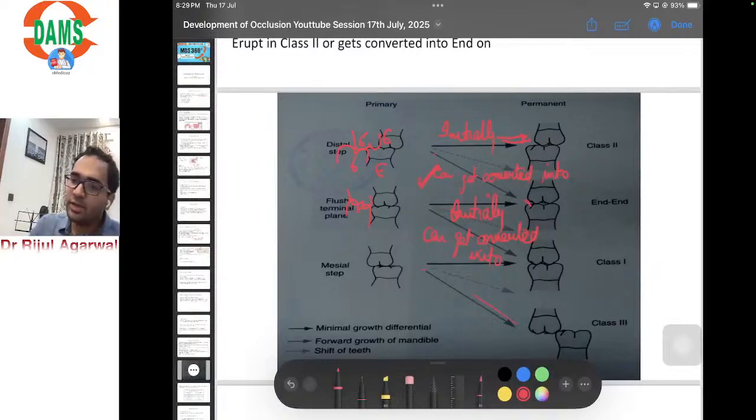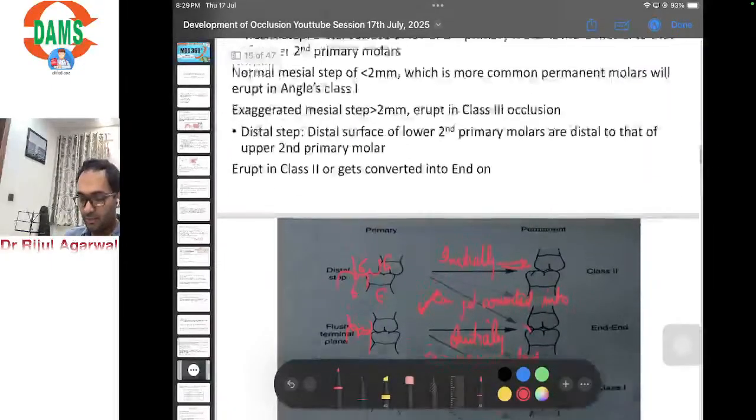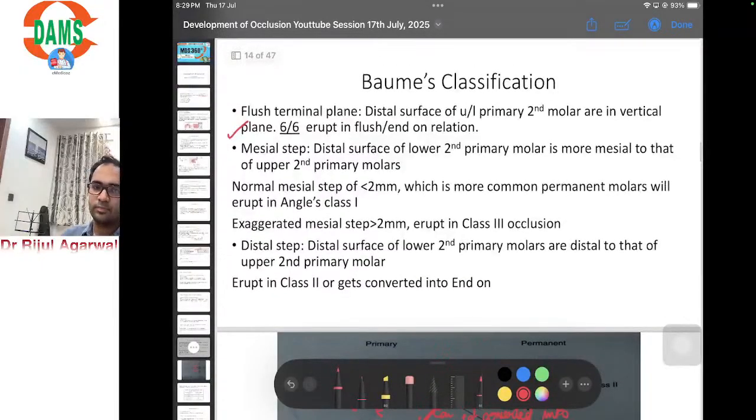I hope I am clear with this. With Baum's classification, the initial eruption can convert into these, and there is no confusion on this. Because it's really important for exams, a number of times this has been asked and problems have been created. Okay, so no doubt, I'll move ahead.